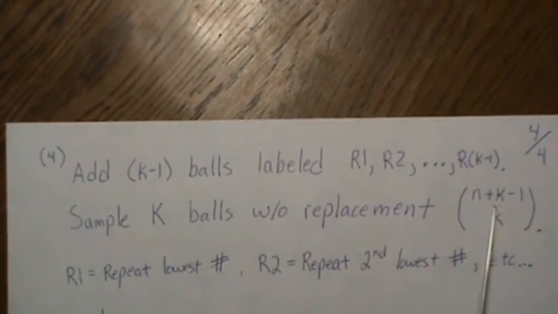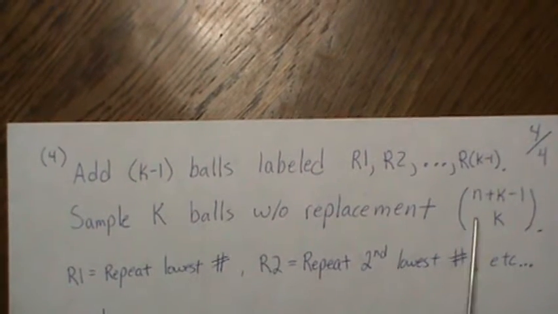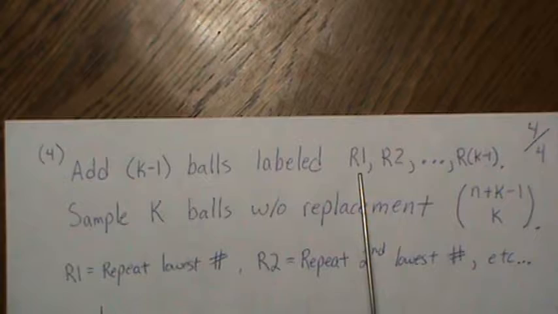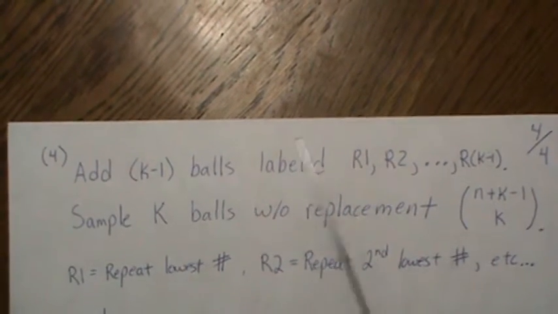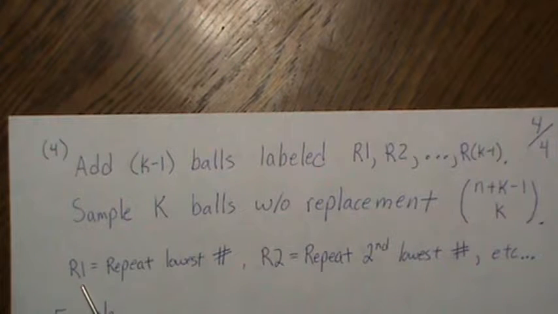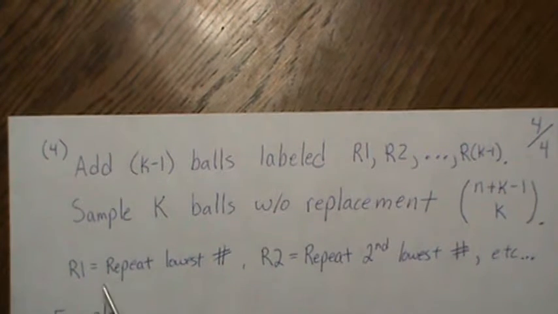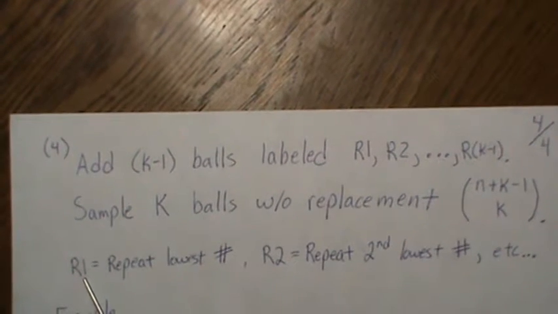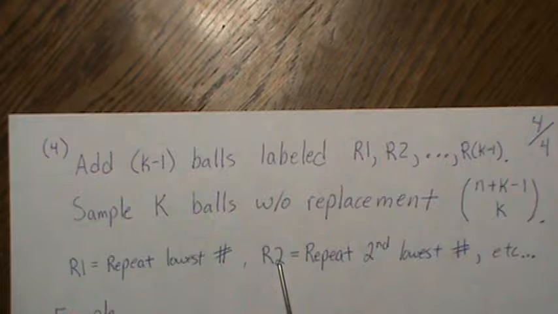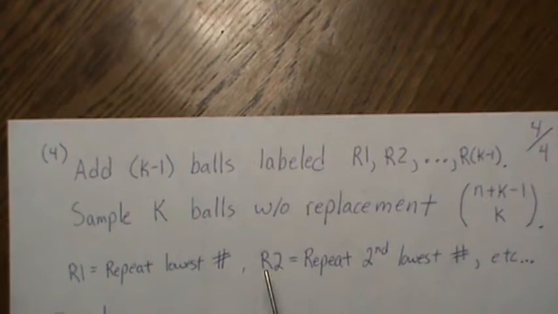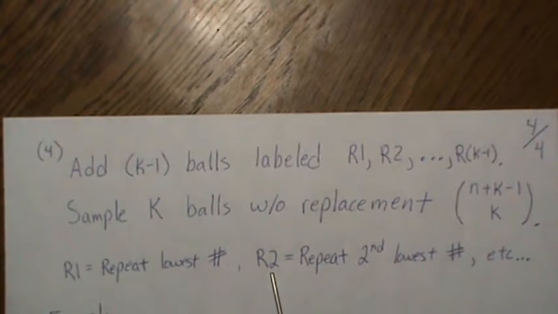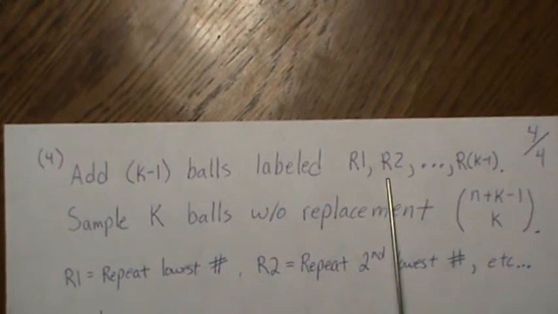Okay, so this is actually what I want to show you, why this is the correct answer. But these balls, R1, R2, if we get one of those in our sample, that's going to stand for: repeat the lowest number and replace this ball with it. This one is going to be: repeat the second lowest. So the second lowest ball in our sample, we're going to replace that number with this, put it in place of this. And we're going to do that for each one of these, okay?